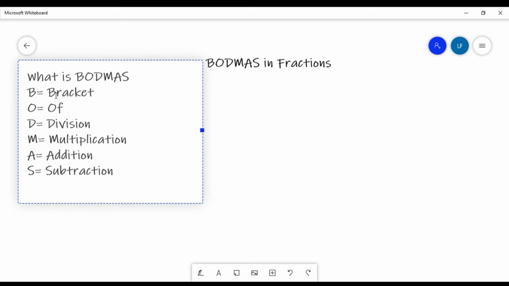So we first have to find the innermost bracket and finish the sums in it. After which we have to do the of, which is basically multiplication, but it comes before multiplication and division. We have to do any sum which has of in it. After that we go for division, then multiplication sums, then addition, and lastly but not least, subtraction.